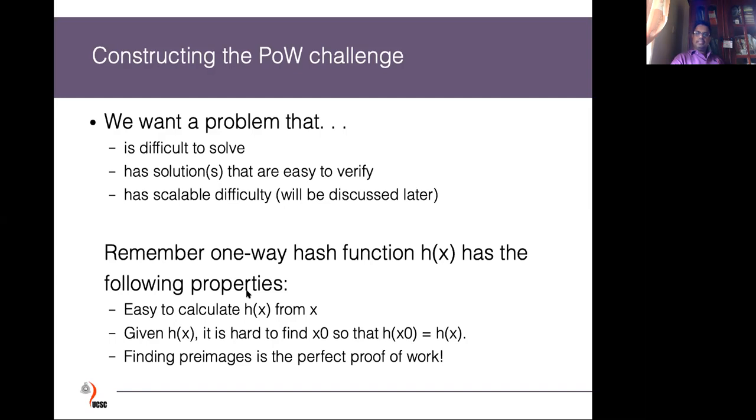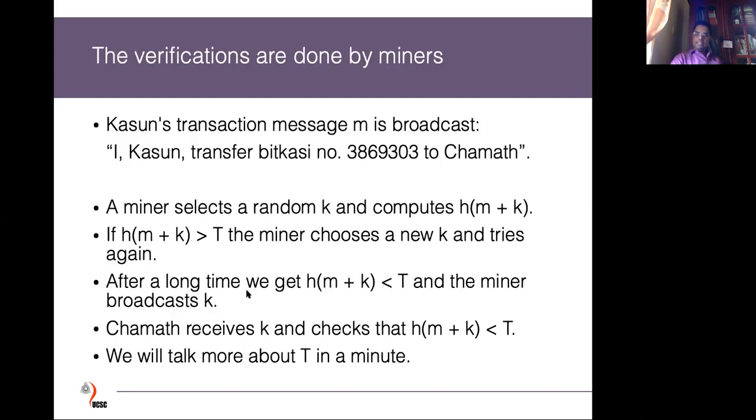Such a problem, as I mentioned, is hashing. Hashing is easy to calculate and easy to verify, and by changing the hash length and so on, we can improve the difficulty. But we need a problem that is difficult to solve. Hash is easy to verify, but it is easy to solve as well. So we have to convert the hashing into a problem that is too difficult to solve.